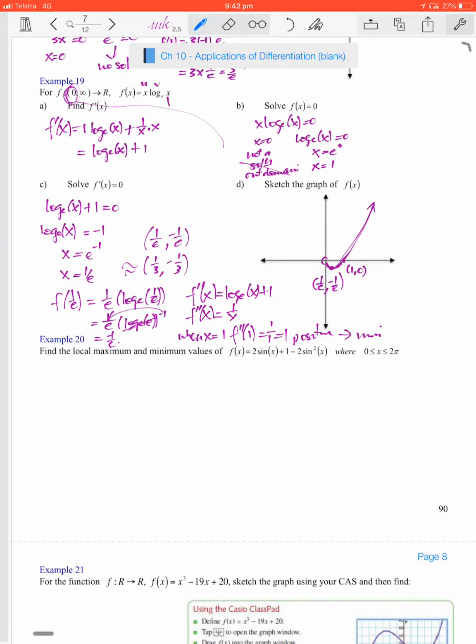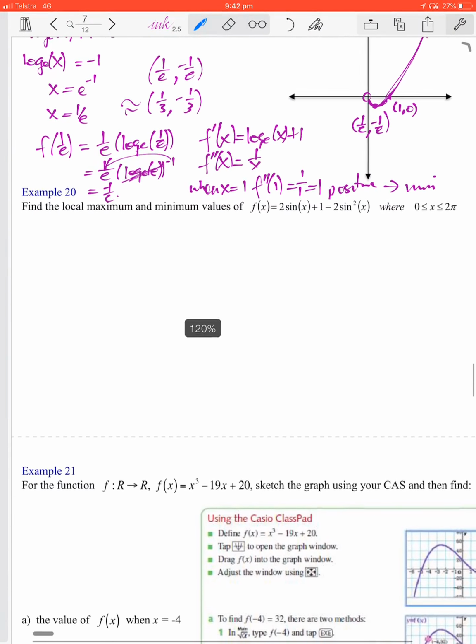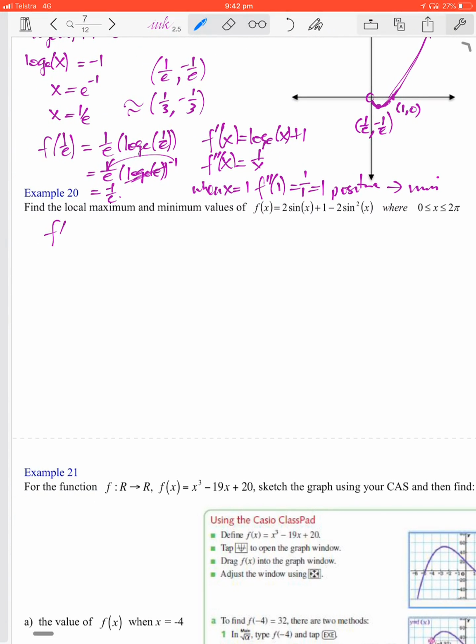Okay, find the local maximum and minimum values of that. So we've got f of x equals 2 sine x plus 1 minus 2 sine squared x. So if we find the derivative of this, we've got to rewrite it first, because sine squared x is the same as sine of x all squared.